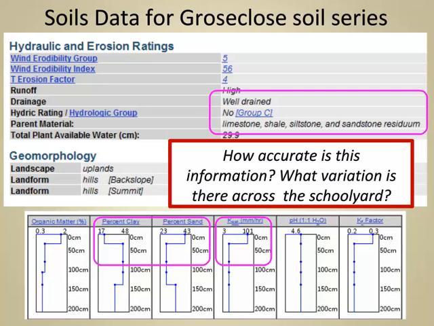Now the question you can ask here, and in most places, is how accurate is this information? When you go and look at a variety of holes across the schoolyard, do you find these numbers? Do you find this percent clay, sand, and maybe this permeability rate at different places across the schoolyard? If not, why not?